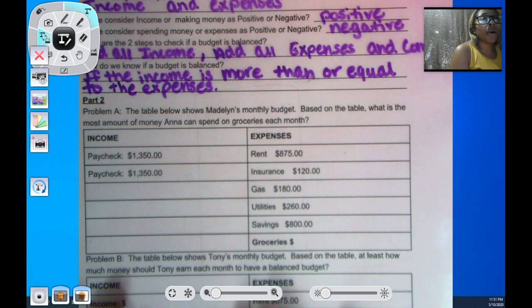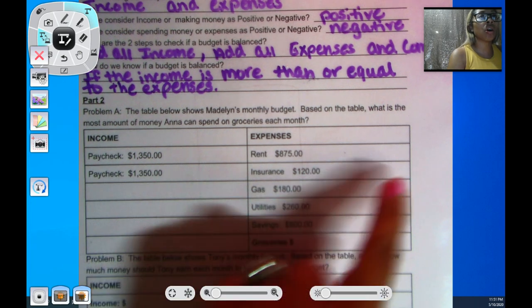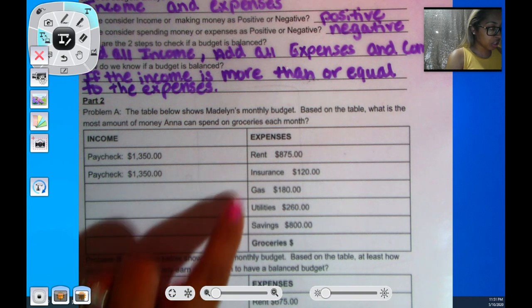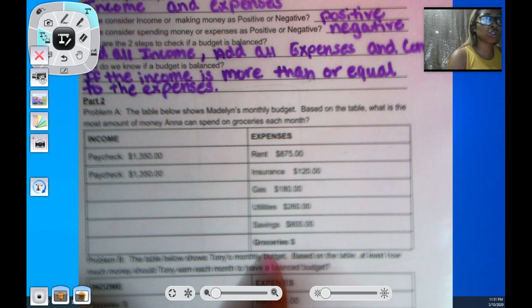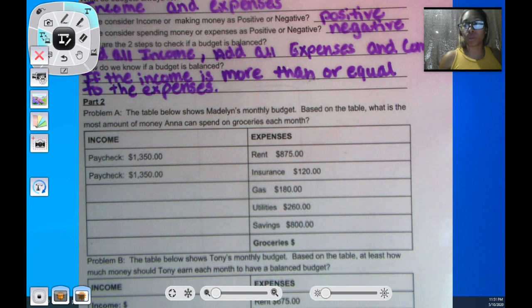So we've got her budget here. On the left side, we have income. On the right side, we have our expenses. Now, she's got rent, insurance, gas, utilities, savings, and groceries in her expenses. But if you notice, the groceries is left blank. We want to know the max amount of groceries that she can buy based on her budget.